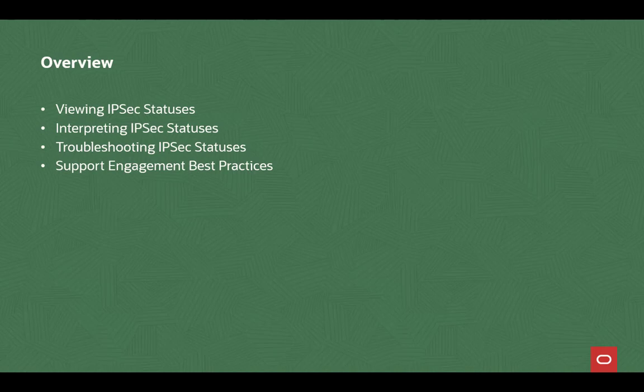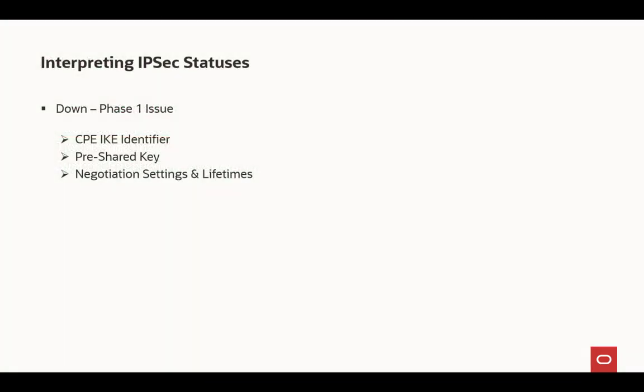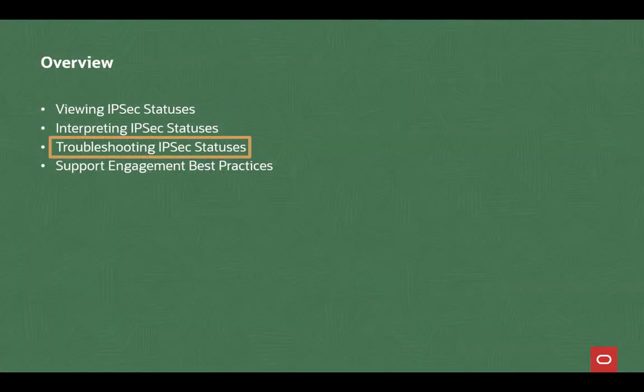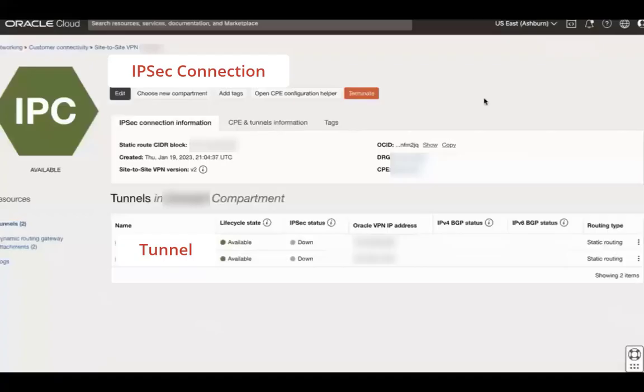Let's turn our attention to interpreting IPSec statuses. An OCI VPN tunnel can return one of three IPSec statuses: down, partial up, and up. This presentation focuses on the down status. It typically indicates a phase 1 negotiation issue. There are several steps that we can take to troubleshoot it. Next, let's view troubleshooting steps that you can perform based on a tunnel's IPSec status.